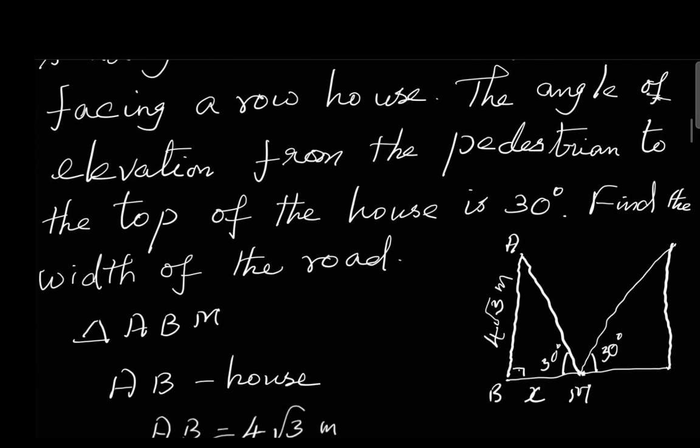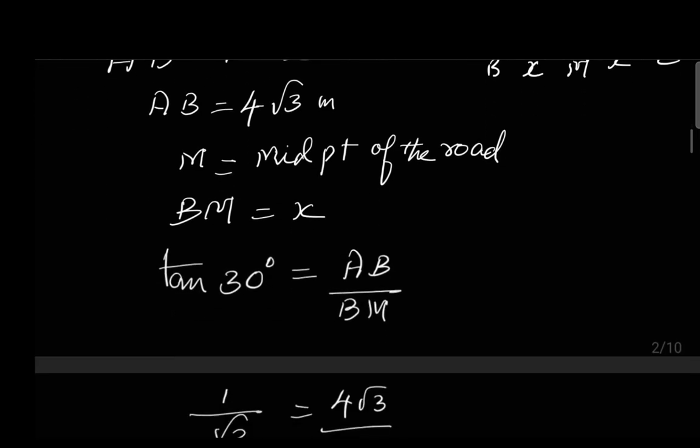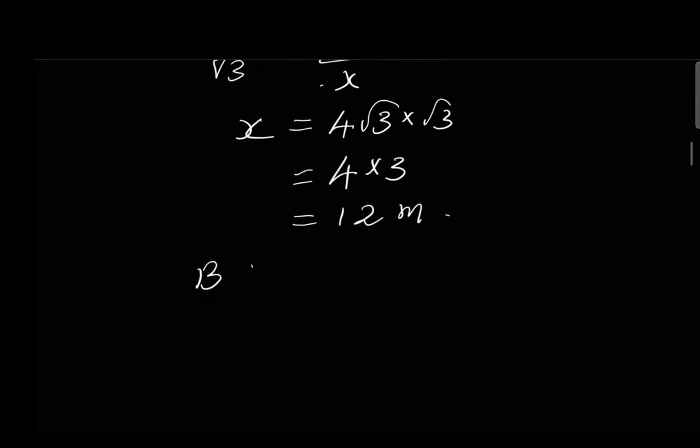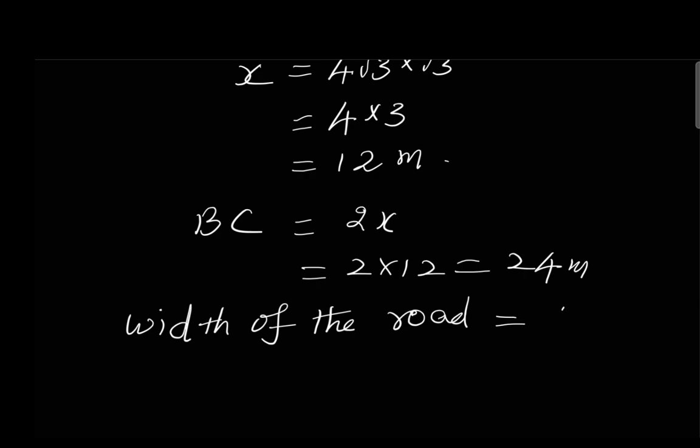But what is the question here? Find the width of the road. The width of the road is from B to M, the middle, and after this let me have C, with the other side as CD. So I have to find BC. Since this is the middle, here also we get X. So BC is equal to 2 times X, 2 into 12, 24 meter. So the width of the road is equal to 24 meter.